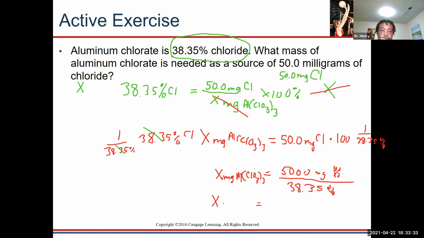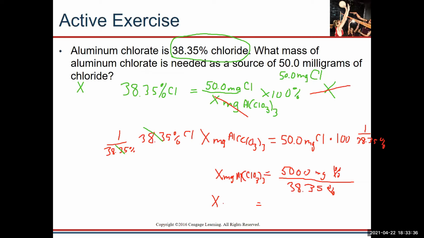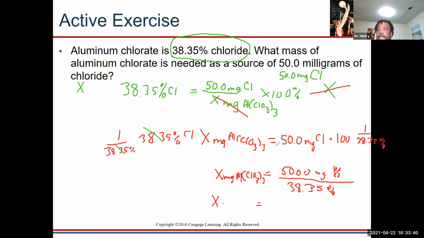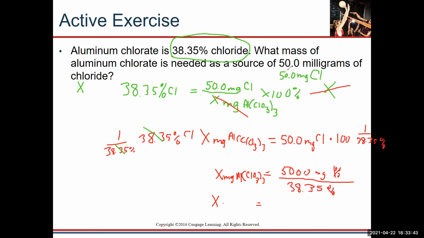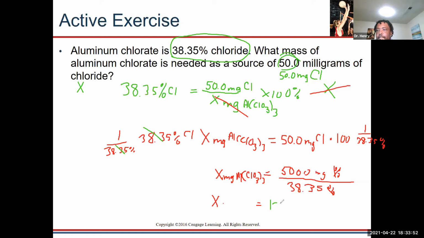What did you guys get? 130.3. And how many sig figs should I have? 3. So the answer should be 130. That's milligrams of aluminum chlorate.